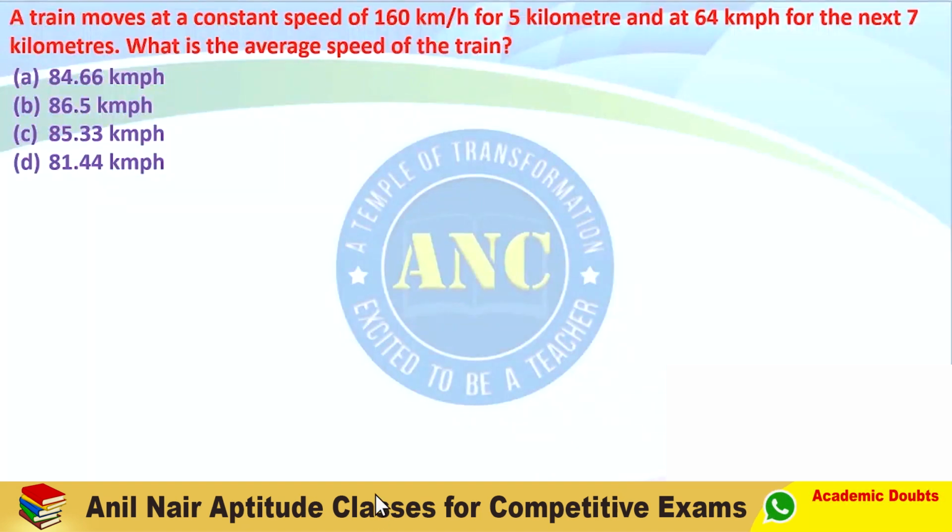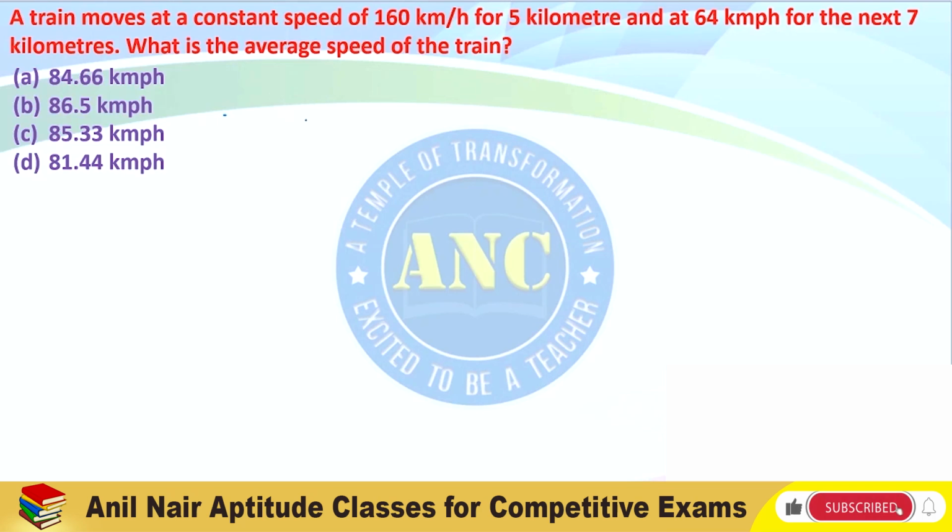Next question in average speed. Now see here, the question says a train moves at a constant speed of 160 kilometers per hour for 5 kilometers and at 64 kilometers per hour for the next 7 kilometers. What is the average speed of the train?